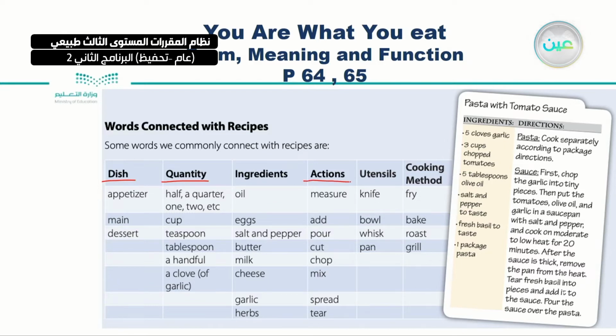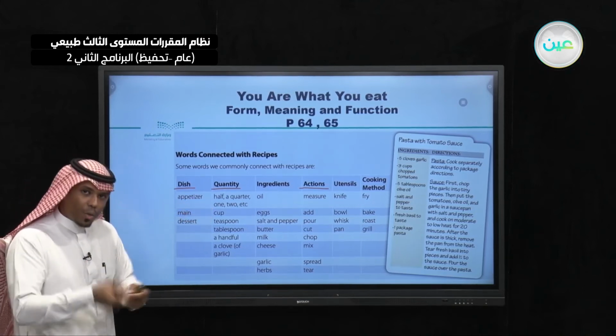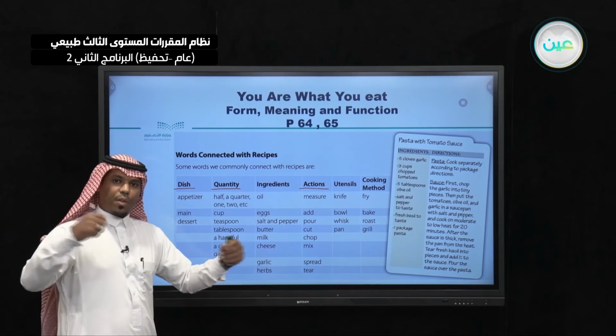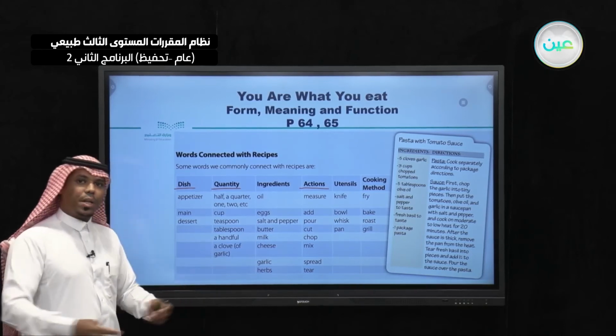Actions, what to do with this, okay? Then, utensils, okay, what to use, for example, knife, bowl, pan, or something like that. Cooking method: frying, baking, roasting, or grilling, something like that, okay? So here you have words you could use in your recipe, as you can see here: dish, appetizer, or the main or the desserts. The appetizer is like giving you something to start with, the starters, and the main dish, for example kabsa. Desserts, we talked about the cheesecake, the raspberry, the cookies, and so on.